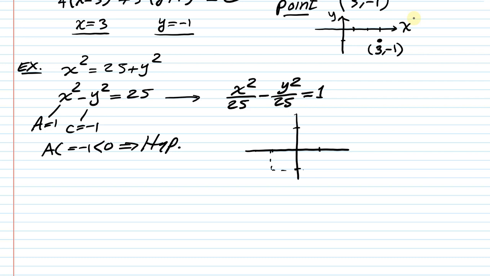And draw my fundamental rectangle here, which is going to be a fundamental square actually, right? Because the denominators are the same. So the rectangle becomes a square. Draw the lines, the asymptotes that is.